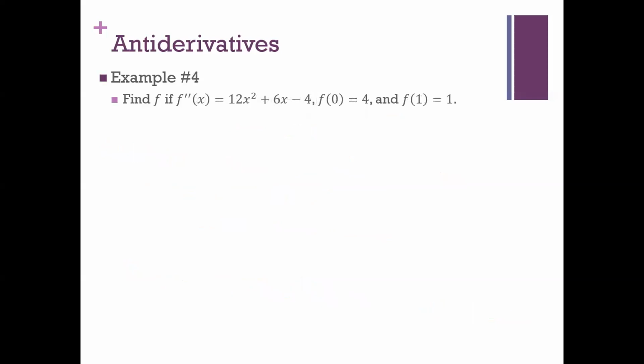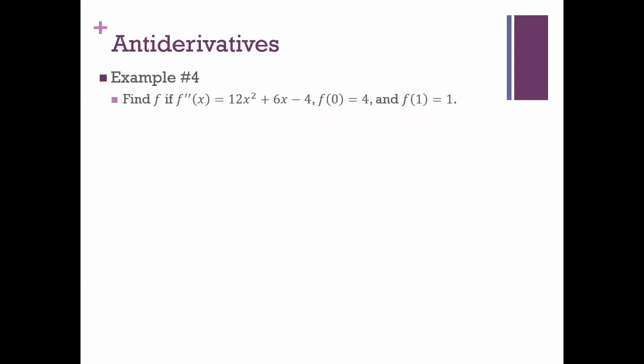All right, how about this one? From here, I want to find f given this information. So what do we do? What does that stand for? You notice something? We're going to have to reverse it twice. How come? Because that's the second derivative, right?